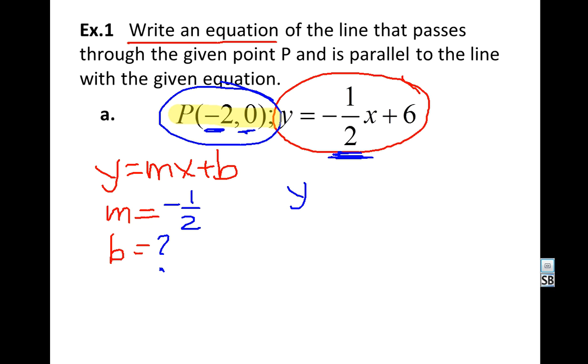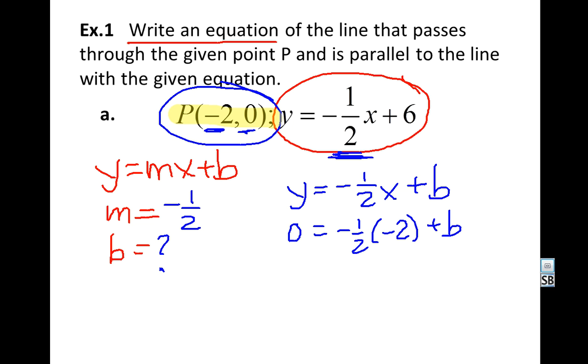So I know that my equation right now is y is equal to -1/2 x plus b. I'm going to plug in 0 for y, -2 for x. I know that -1/2 times -2 is equal to +1, plus b. b has to equal -1. So the equation of my line is y is equal to -1/2 x minus 1.